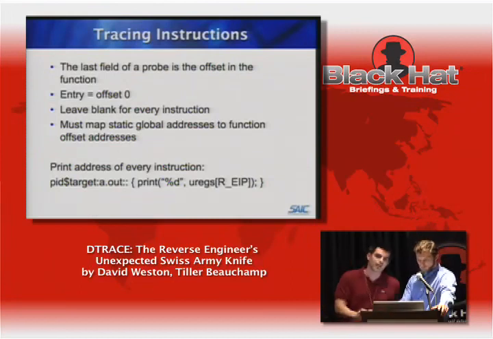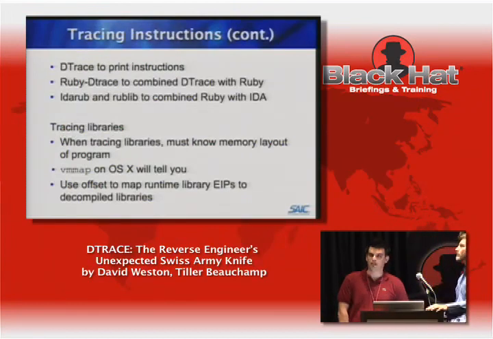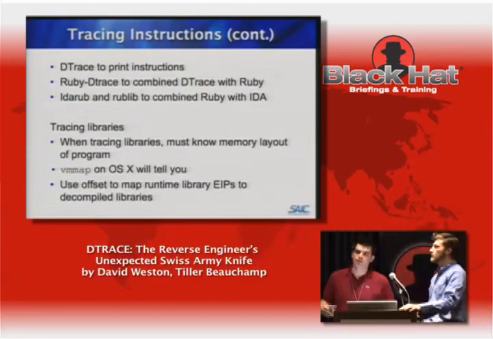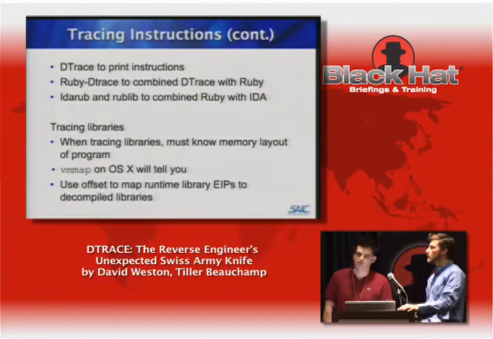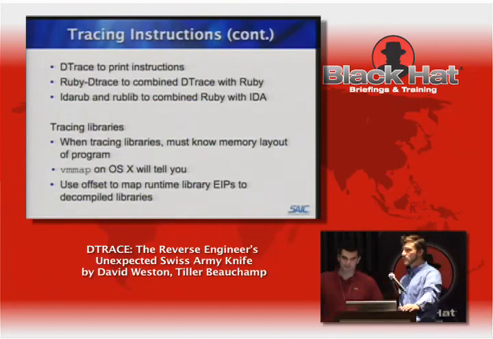So again, this is a lot faster than most code coverage tools out there, like PyMate, which are going to require significant setup time. This isn't quite as robust, but again, we're lazy, so we like the quick fix. So what we do is print the instruction, then we'll use Ruby DTrace to get that information.